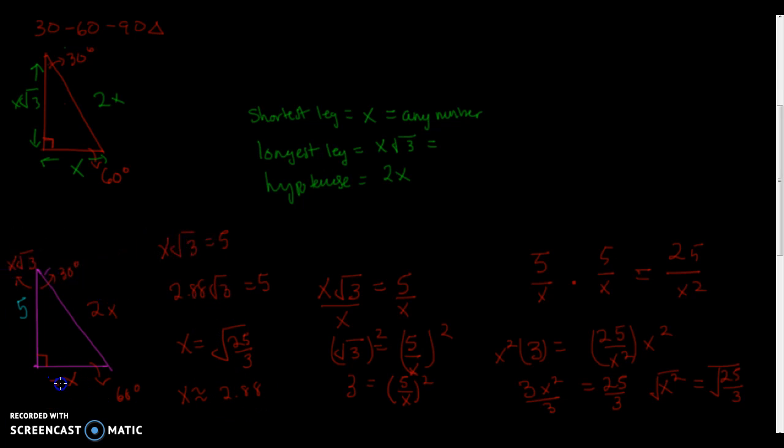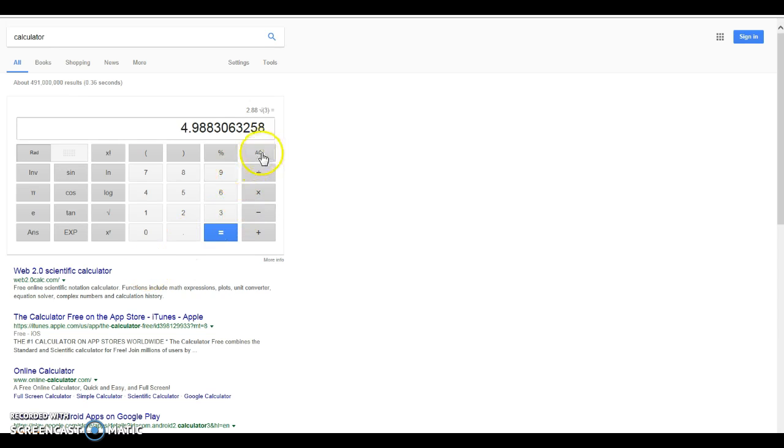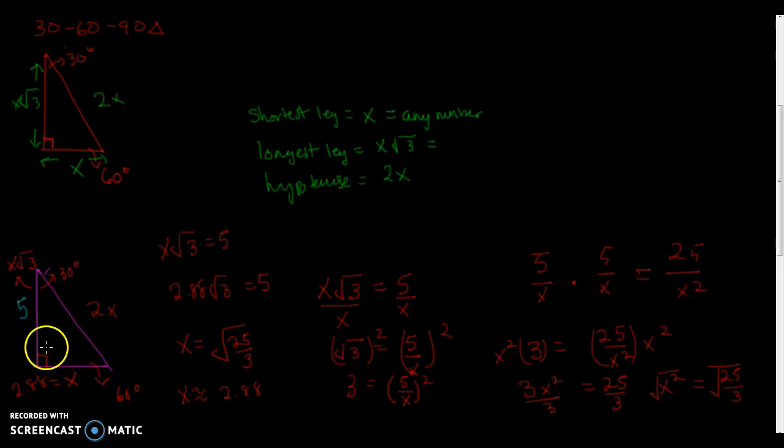So we know that this side would equal 2.88, and then the hypotenuse is just 2 times 2.88, which gives us 5.76. So this would equal 5.76. So basically we have used the rules that we are aware of for the 30, 60, 90 triangle and applied them to find the other sides of a 30, 60, 90 triangle.